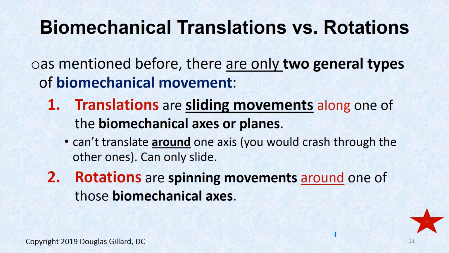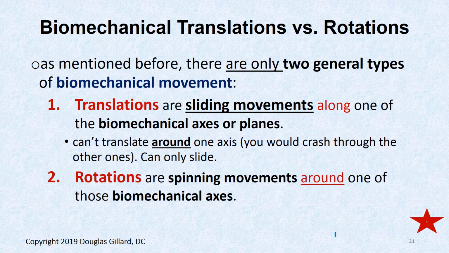Translations, again, as mentioned before, there's only two general types of biomechanical movement. There are the translations, and when you think of translation, just think of a sliding, like a kid sliding down a hill in the snow, or a kid rolling across the ground with a skateboard. I mean, the wheels are rotating, so we have a rotation. But the movement, it's better to picture a kid pushing a box across the street. That's a translational movement. All the movement occurs in one plane, and the object moving doesn't rotate. It all goes in the same direction.